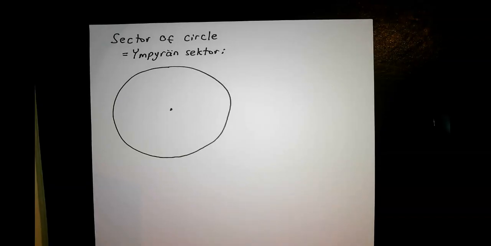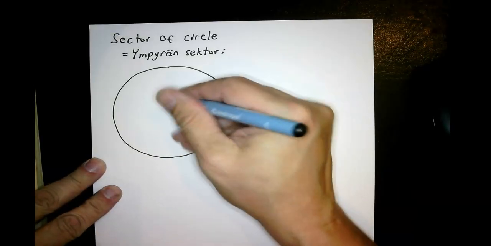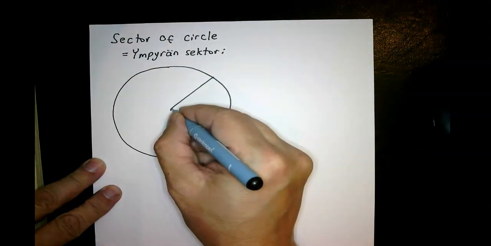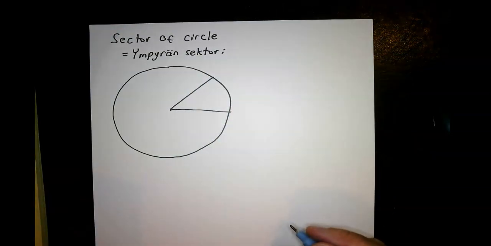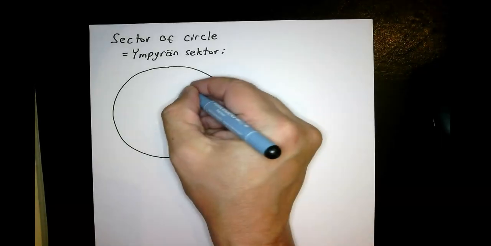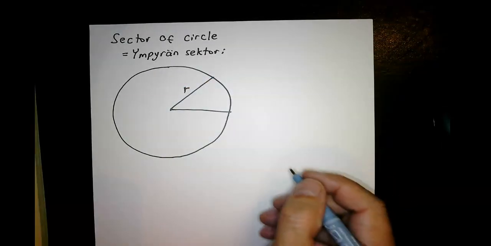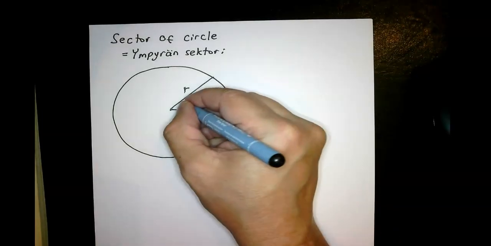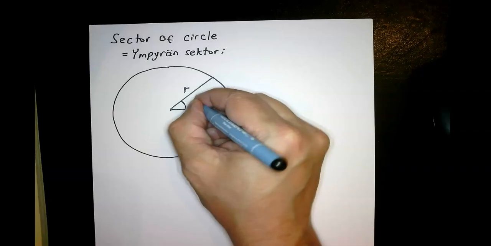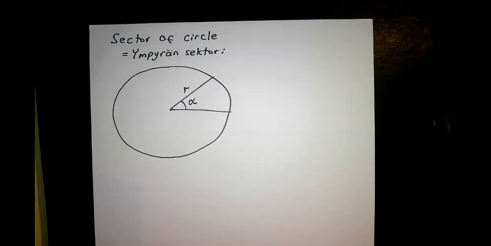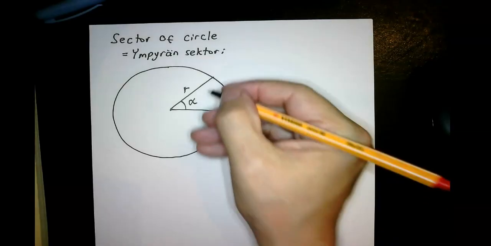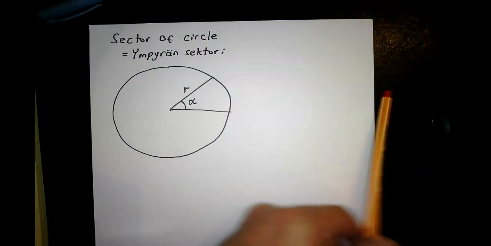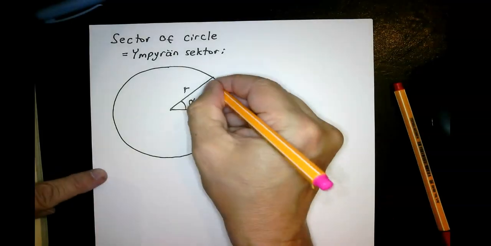And the sector of the circle, it is for example this part here. And if we use the R letter for the radius of the circle, and we have the angle here which is alpha, so in this case we need to calculate the area of this part of the figure.